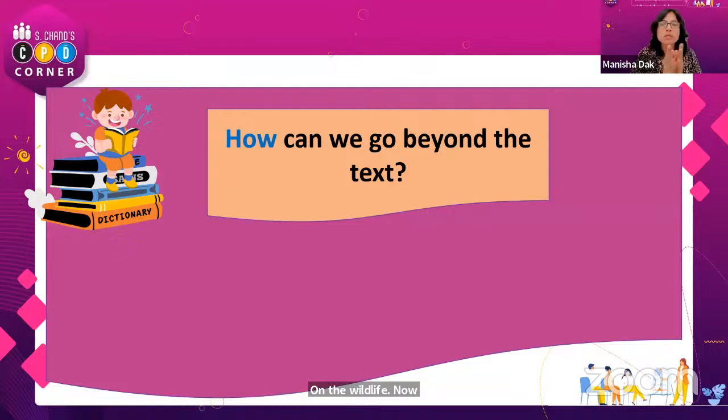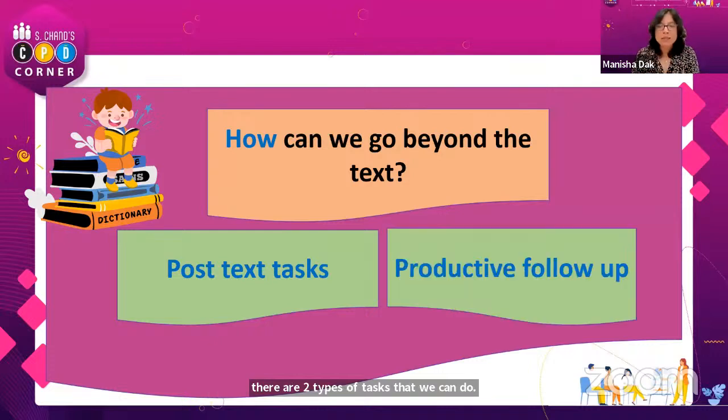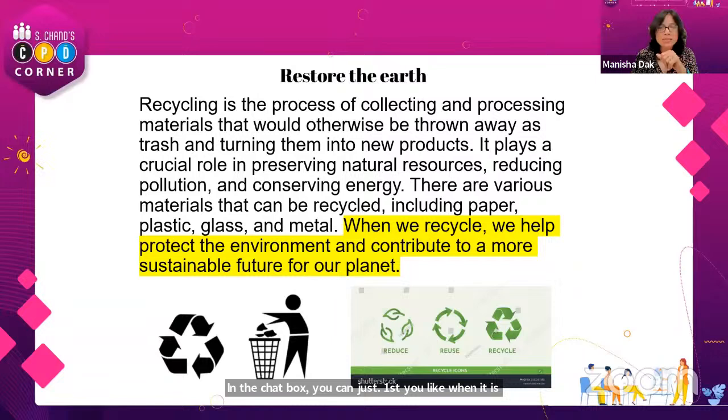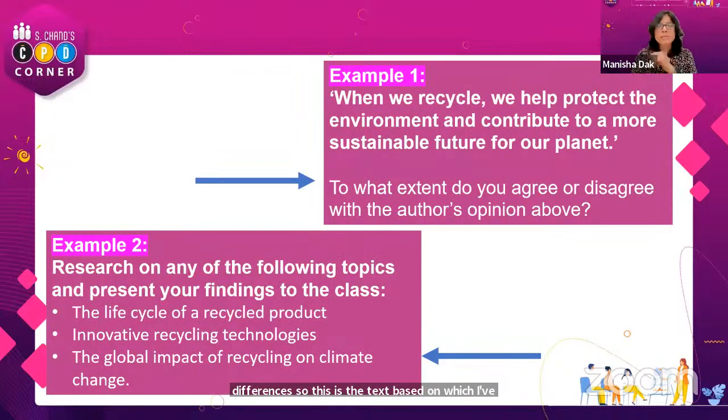Now, when we talk about beyond the text, there are two types of tasks that we can do. Post-text tasks and productive follow-up tasks. Now, to help you understand the difference between the two, I'm going to show you an example of each. Study the example and tell me what's the difference between the post-text task and the productive follow-up. In the chat box, first you write whether it is post or productive, and then we can talk about the differences. So this is the text based on which I've designed these two tasks. Tell me, which one is a post-text task and which one is a productive follow-up? Example 1, example 2, you can just write the words 1 post, 2 post, or vice versa.